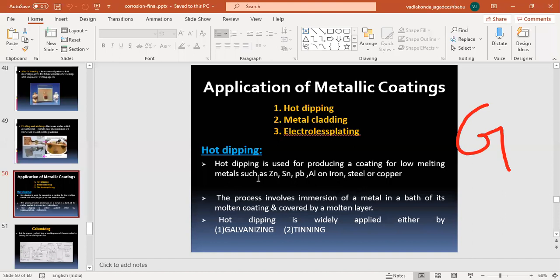So coating metals like zinc, tin, lead, aluminum will have low melting points, and they will be applied as a coating on iron, steel or copper. So mostly used is either iron or steel. So in this process, a metal is immersed in a bath of molten metal. Molten means liquid metal coating, so that a layer of coating metal will be applied on the base metal. And for this technique, for hot dipping, we have two methods. One is galvanization and the other one is tinning.